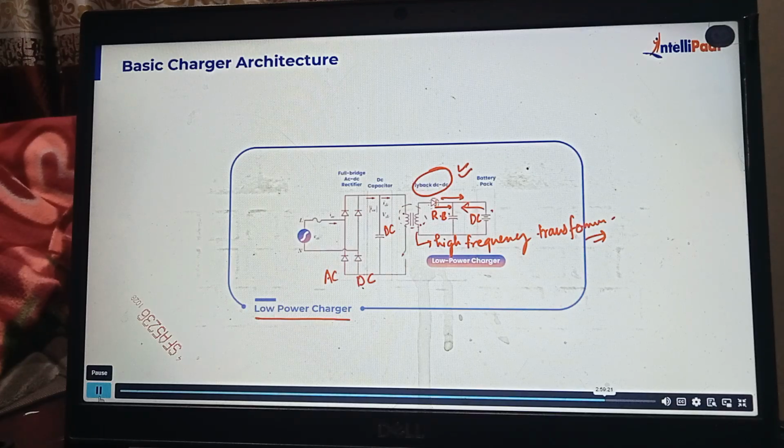Diode is in this circuit. Diode only allows the current when it becomes forward biased, from inductor to the battery. So this diode will become forward biased when the polarity of the secondary winding changes, like from here to here. So diode will conduct. Otherwise, diode will not conduct.